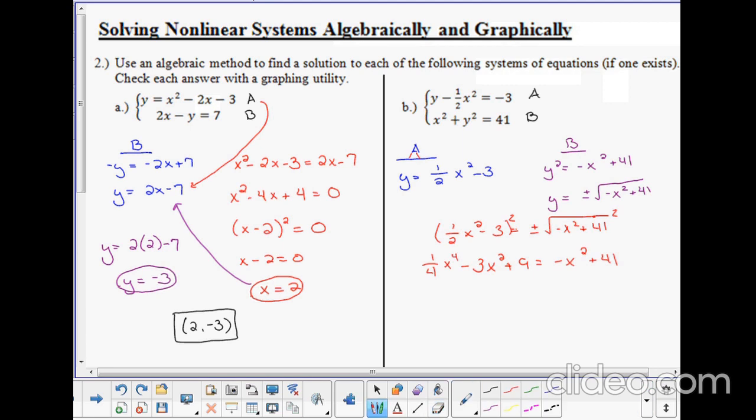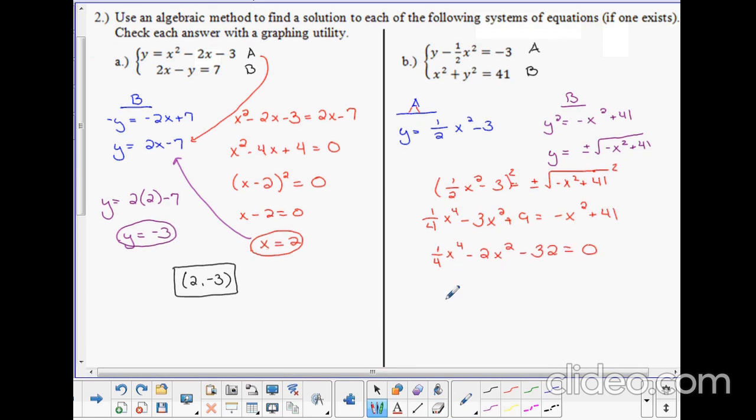This is a quartic, so similar to a quadratic, we want to make sure it's equal to 0. So I would add x squared to both sides. So this would give me 1/4 x to the fourth minus 2x squared. I would subtract 41 from both sides, so this would give me a negative 32 equal to 0. Now, this one's probably easier to solve if I can get rid of the 1/4. So I'm going to multiply everything by 4. So x to the fourth minus 8x squared minus 128 is equal to 0.